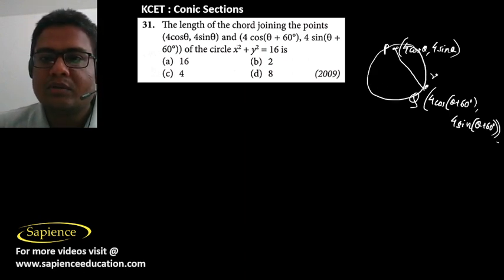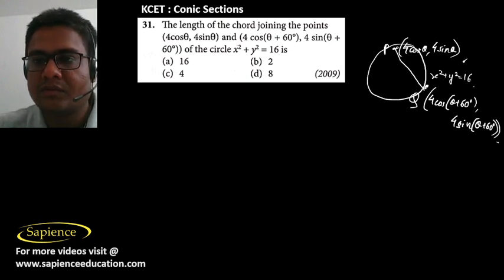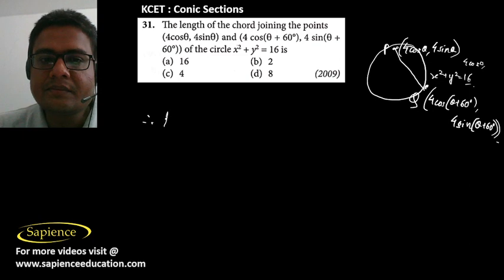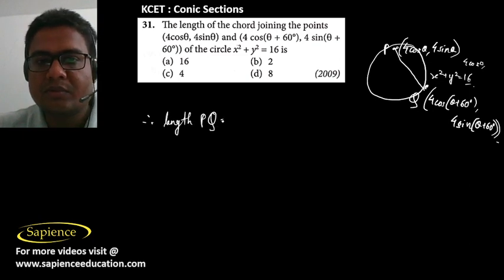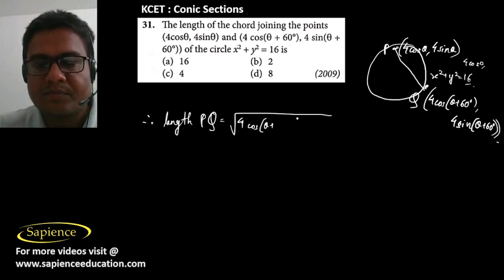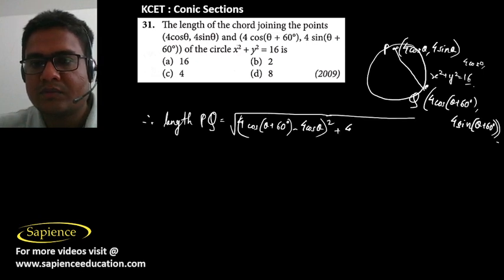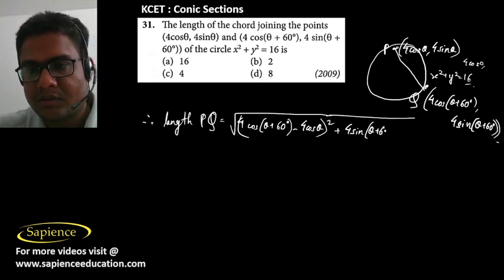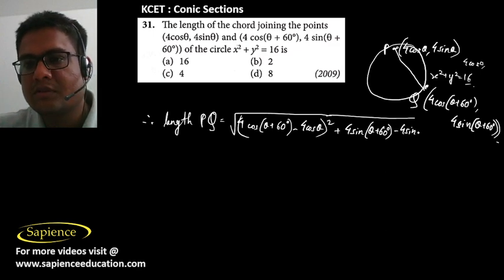Since any point on the circle x square plus y square equal to 16 can be written as 4 cos theta, 4 sin theta, since the radius is 4 units. Therefore, the length of the chord PQ will be equal to square root of (x2 minus x1) whole square plus (y2 minus y1) whole square. So this is 4 cos theta plus 60 minus 4 cos theta whole square plus 4 sin theta plus 60 minus 4 sin theta whole square.